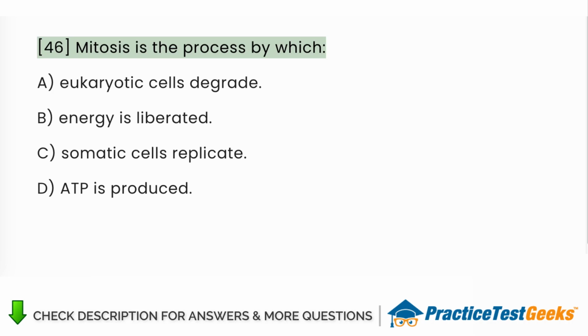Mitosis is the process by which A. Eukaryotic cells degrade. B. Energy is liberated. C. Somatic cells replicate. D. ATP is produced.